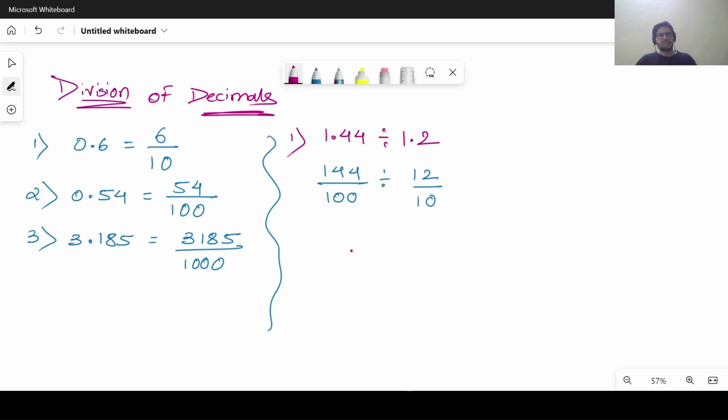Now, in the second step, what we have to do is convert this division sign into multiplication. Now, while converting this into the multiplication sign, the numerator remains the same, which is 144 upon 100, but the denominator will become its reciprocal. So we have to take the reciprocal of the denominator, which is going to be 10 by 12. Okay. So this is the third step. Now from the second question onwards, we are going to directly obtain this third step. Okay. Now let's do the calculation.